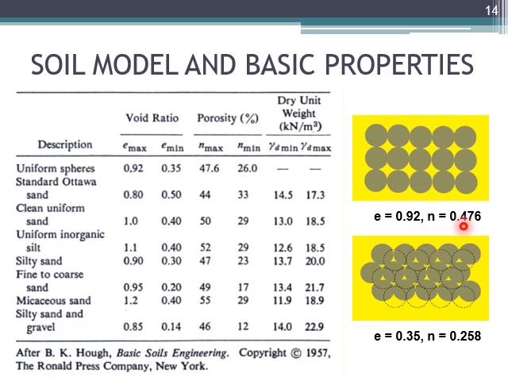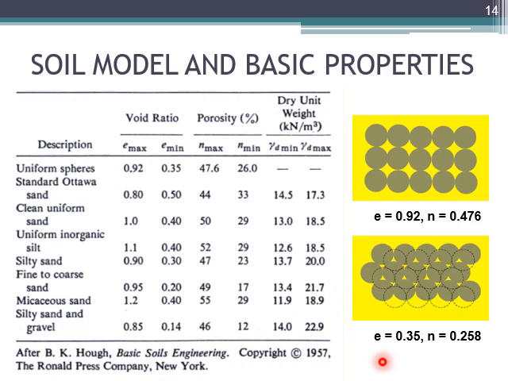For the porosity, it corresponds to 0.476, the minimum one, and the maximum one 0.958. These calculations were for some theoretical uniform spheres.